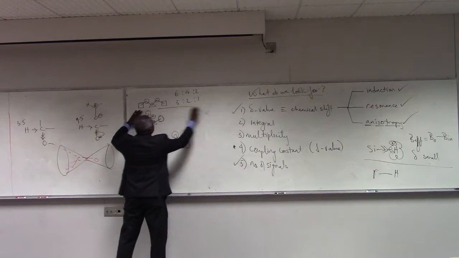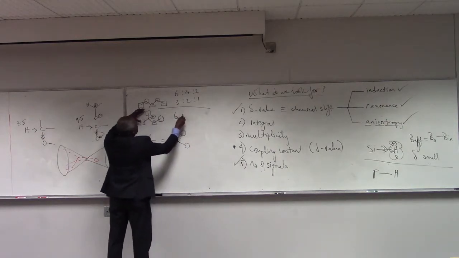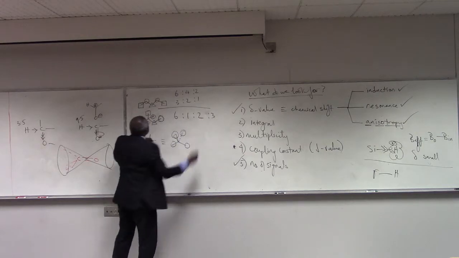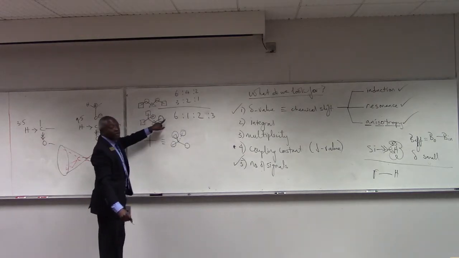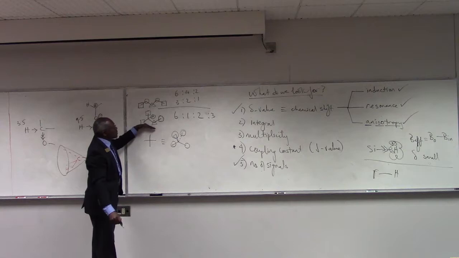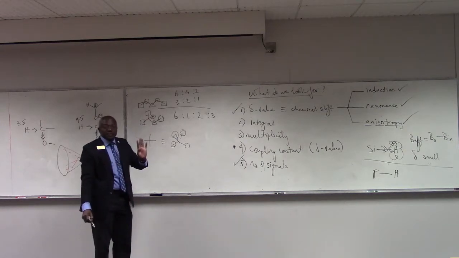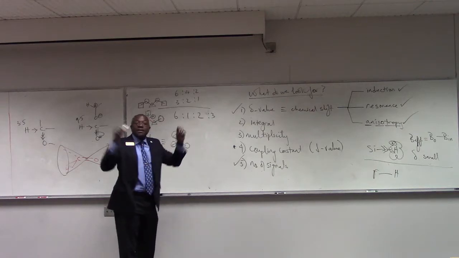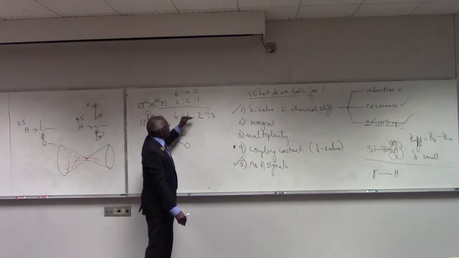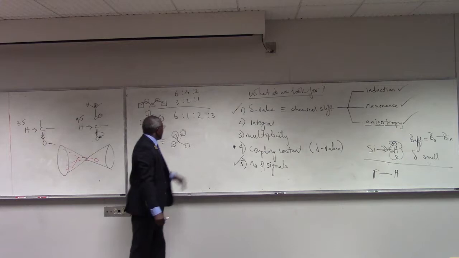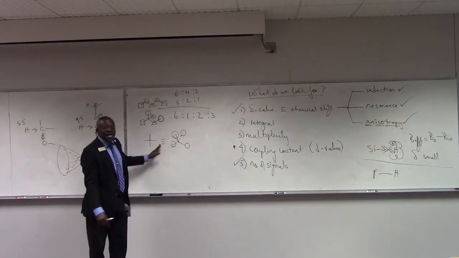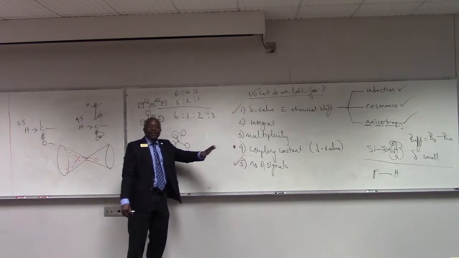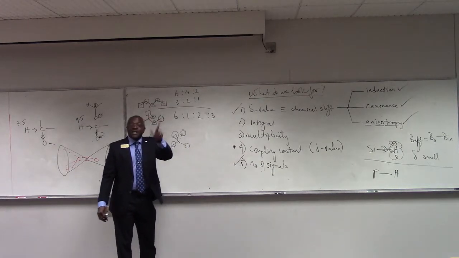Here, I'd expect that to be 6 to 1 to 2 to 3. So when I run the NMR of this compound, I expect to see 4 signals. And the ratio of the area under the peak, the integral, should be 6 to 1 to 2 to 3. If I run the NMR of this compound, I expect to see 1 signal. There's nobody else, so there's nothing to say about any relative peaks. I just see 1 signal.